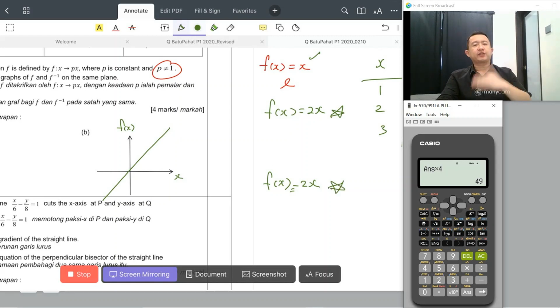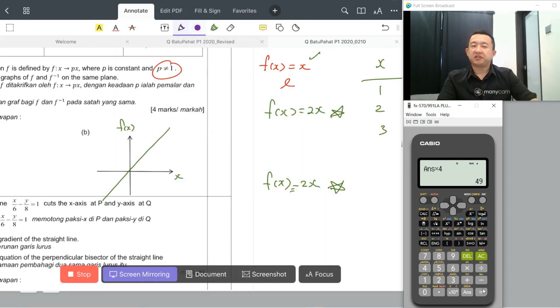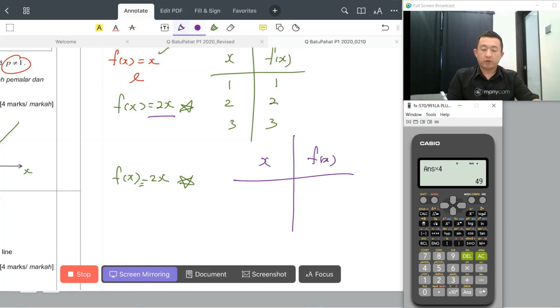Okay, now if let's say 2x, where is the graph? Negative 2x, where is the graph? You just have to adopt one of the cases. Let's choose 2x. You can choose negative 2x, no problem. I build the table first. I want to see how the graph looks like. When x equals 1, y equals 2. When x equals 2, y equals 4. When x equals 3, y equals 6.